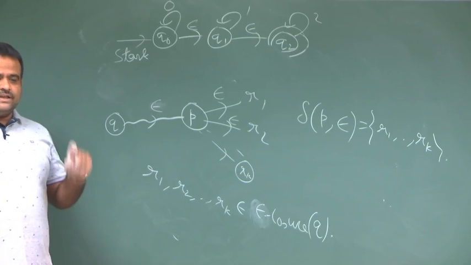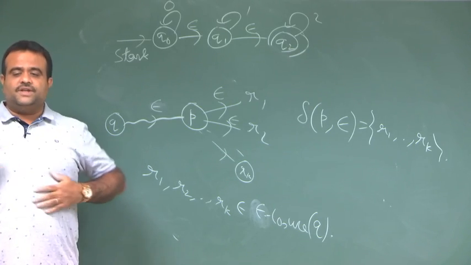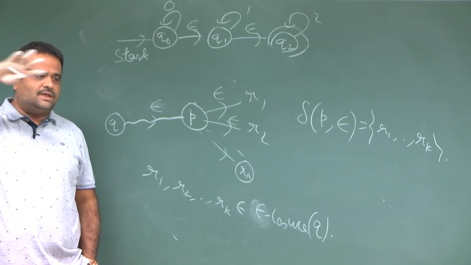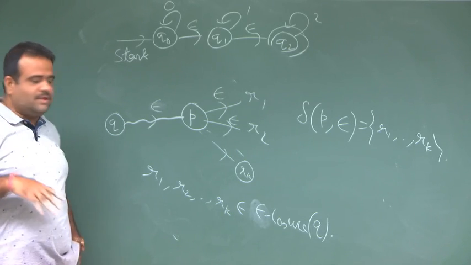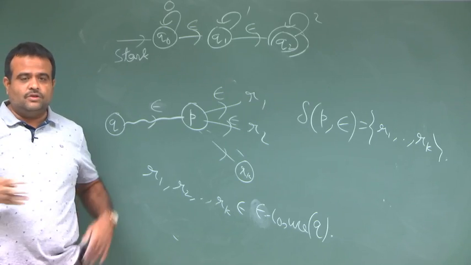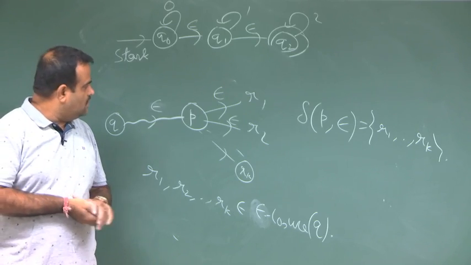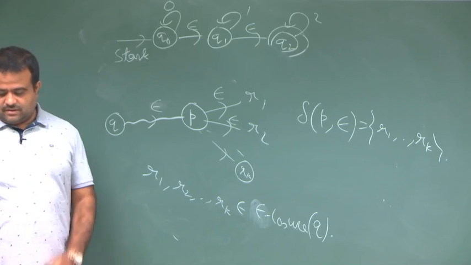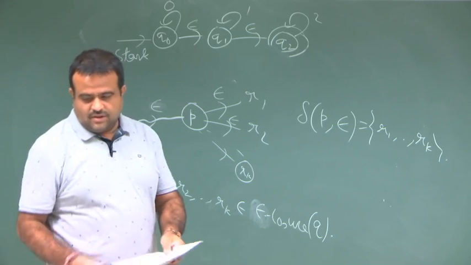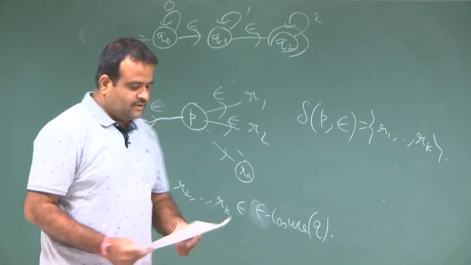So the basic idea is that we move from one state to another state just by having no input, the epsilon move. Okay, we just see all the arcs which are labeled by epsilon. So that is the meaning of this. Okay.